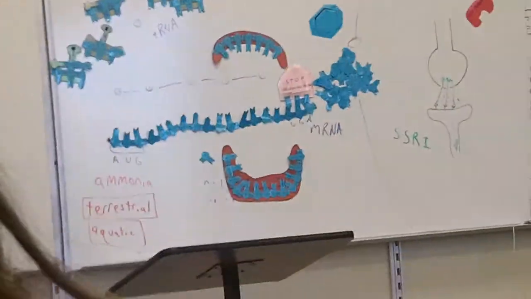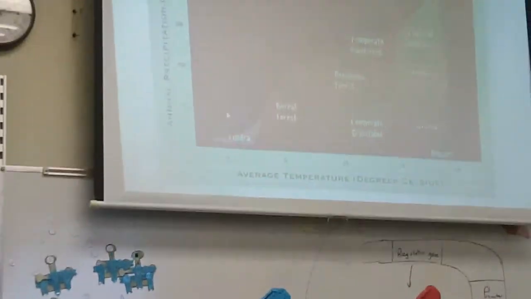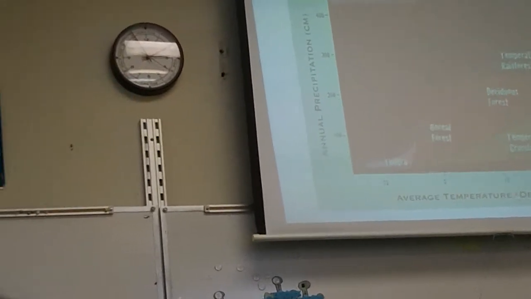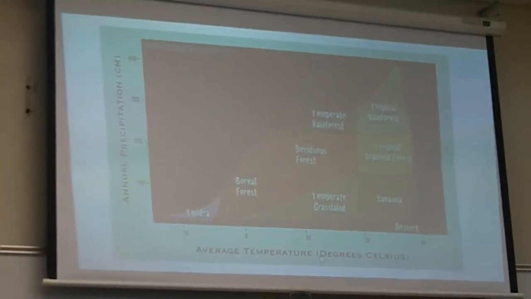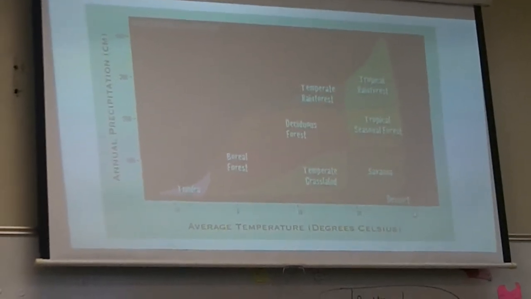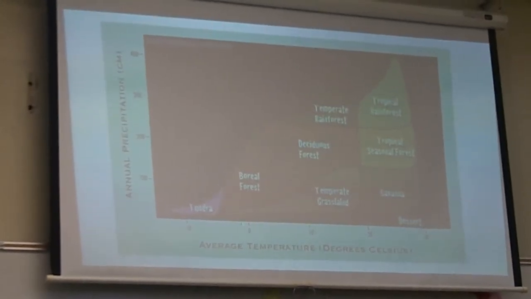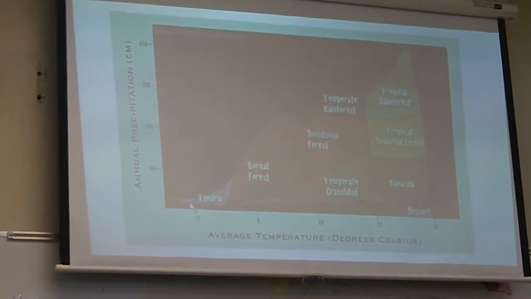Here is a look at a graph that you need to make sense of. I'm going to ask you some questions about it right now. This shows average temperature on the bottom of the graph, and the further right you go, the hotter it is. This is in degrees Celsius. Up here at about 30 degrees Celsius is about the hottest average temperature you'll run into, and down here at minus 10 Celsius is about the lowest average temperature you'll run into.